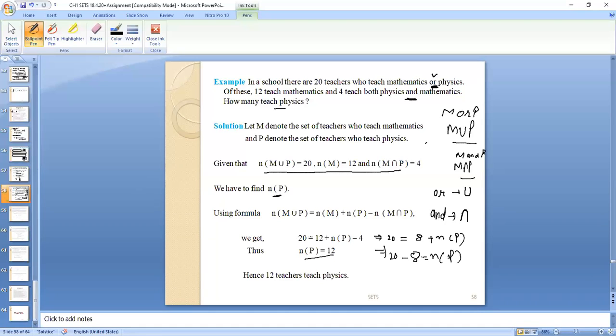Number of elements in P is 12, which means the question was: how many teach physics? So our answer will be 12 teachers teach physics. This is the complete answer.